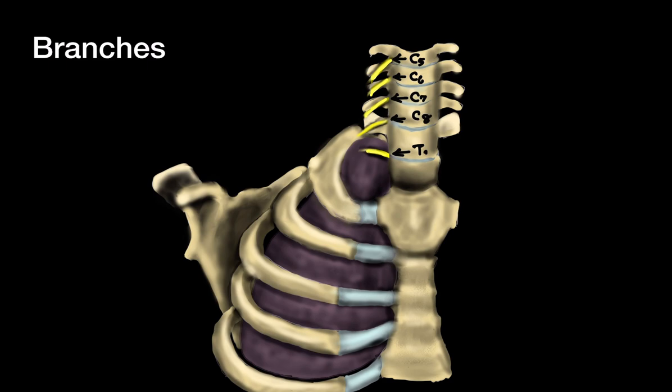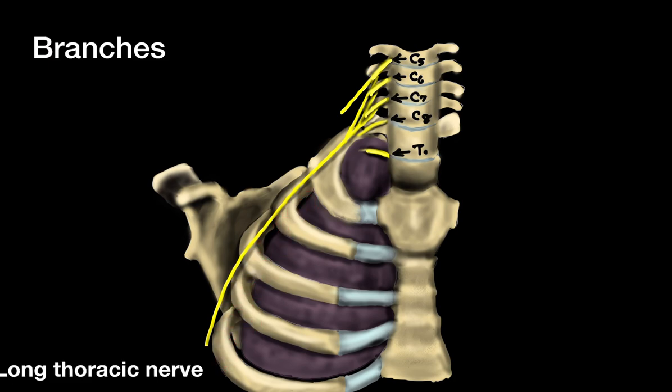First, we will see the branches from the roots of the brachial plexus. See here, a nerve is formed from the C5, C6 and C7 roots of the brachial plexus. It goes through the cervicoaxillary canal and is plastered to the medial wall of the axilla just over the serratus anterior muscle. This is the long thoracic nerve.